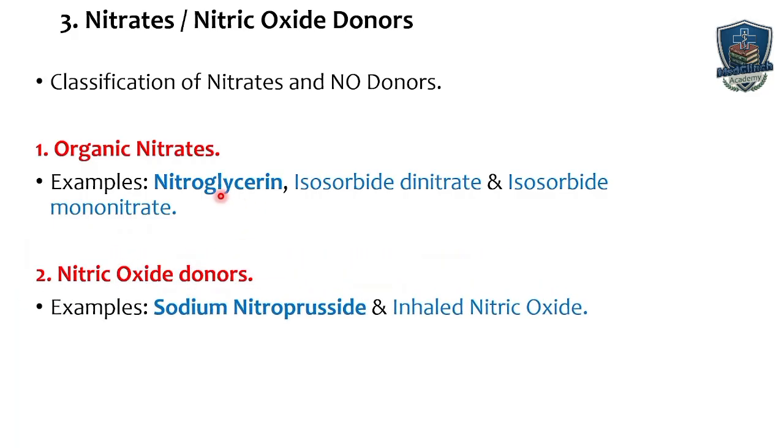But for this lesson, I want you guys to focus more on the common ones, like nitroglycerin, very common. We also have sodium nitroprusside, which is also very common. So those two drugs, don't forget. But you may also come across isosorbide mononitrate and isosorbide dinitrate.